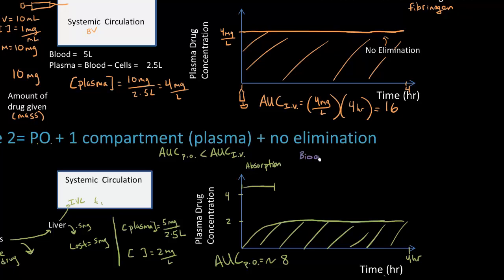Bioavailability. I can't spell. Bioavailability. And so what bioavailability is, in this scenario, is the area underneath the curve PO divided by the area underneath the curve IV. And so we're going to talk about this more in detail on the next slide, but remember that this gives us the fraction of the amount of drug that gets into our systemic circulation. And it's a fraction in relation to how much would have gotten in if we gave it IV. So remember this term, it's huge.